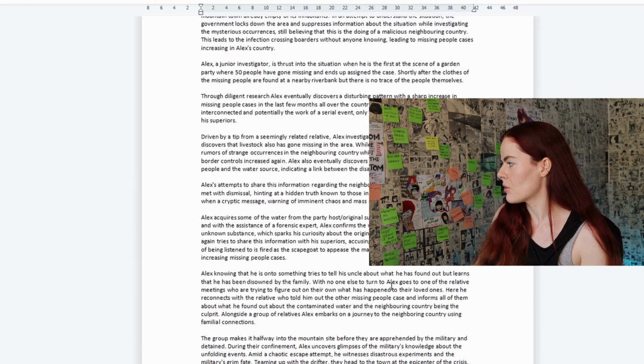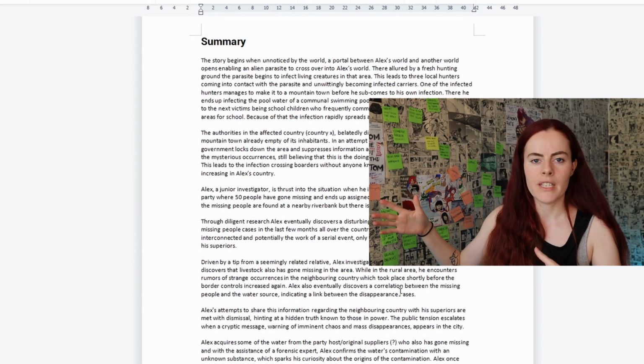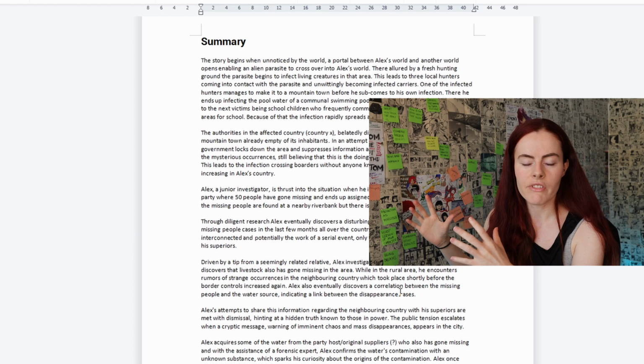So you need some sort of summary or plot beats just so that you have this entire overview of what your story is. And then the second step that you would have to apply is figuring out who knows what. So for this technique, what you do is you start out with different perspectives.